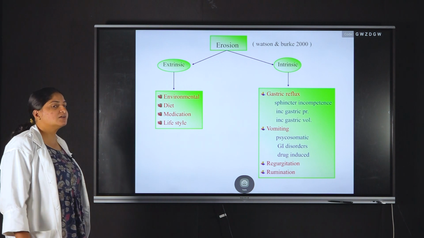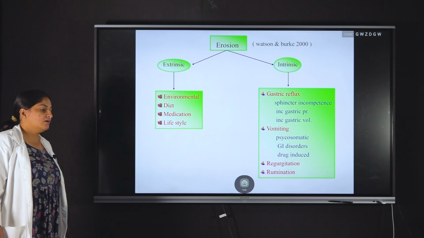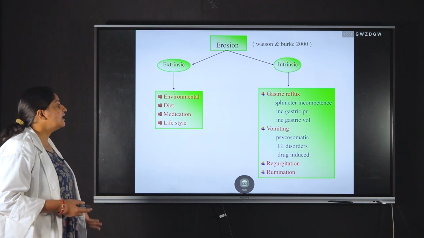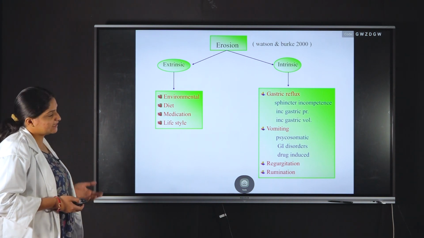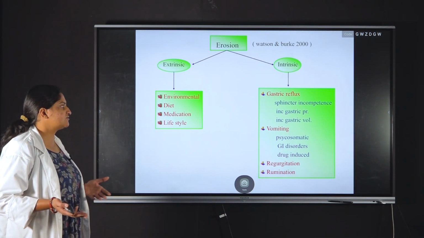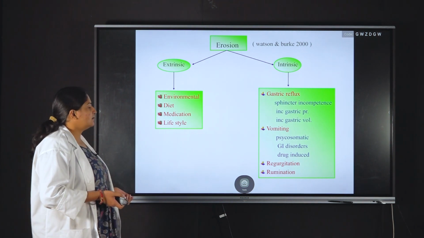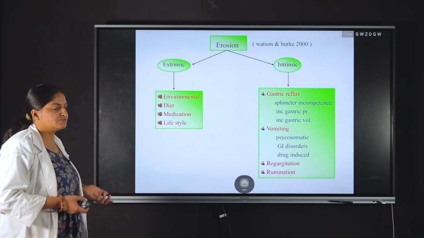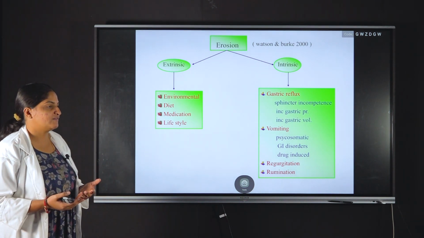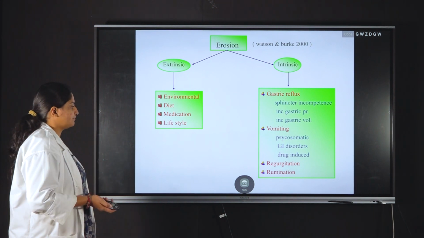So sometimes there are chances due to the occupation, such as models who are under constant pressure to maintain a certain kind of personality, may have this kind of psychosomatic disorder, or it may be due to changes in the gastric sphincter, or all this may contribute to the intrinsic variations in the factors, and it may lead to erosion. Sometimes drug induced, because a large amount of antibiotics for a prolonged period of time may change the gut bacteria, and it may lead to drug induced vomiting.